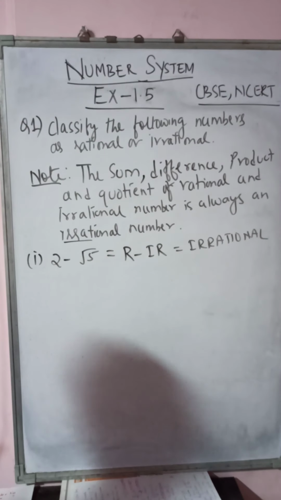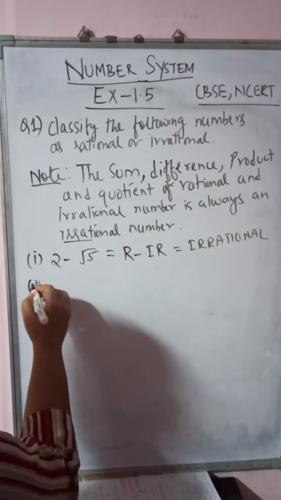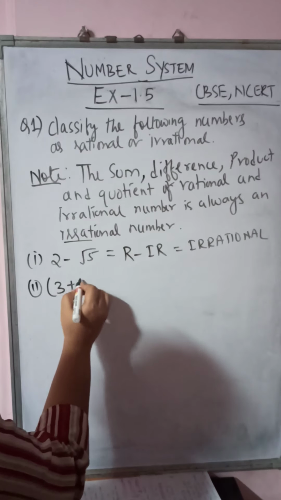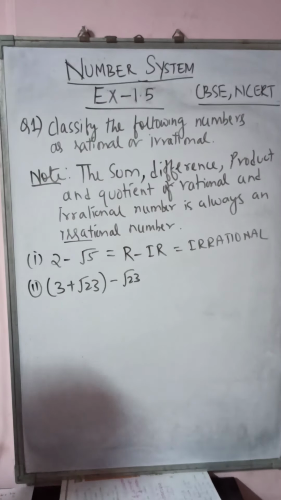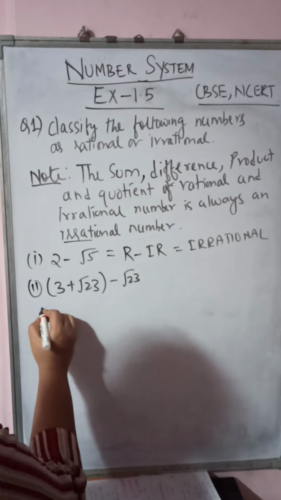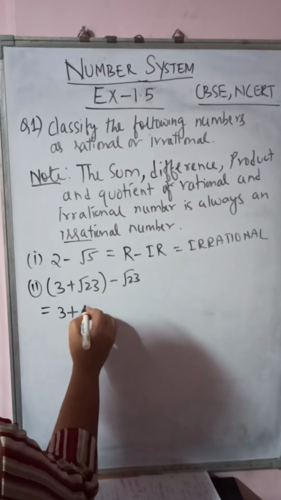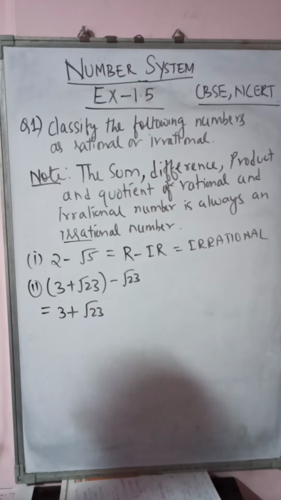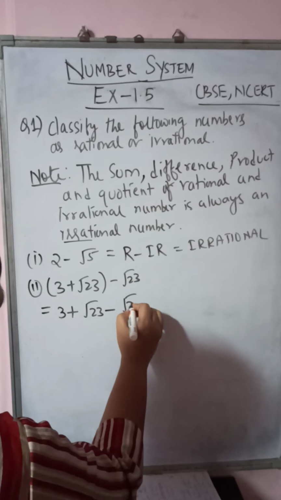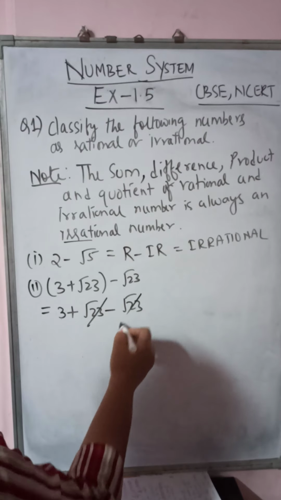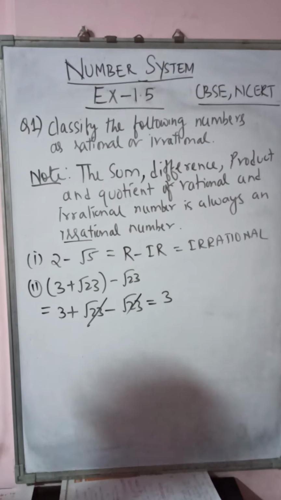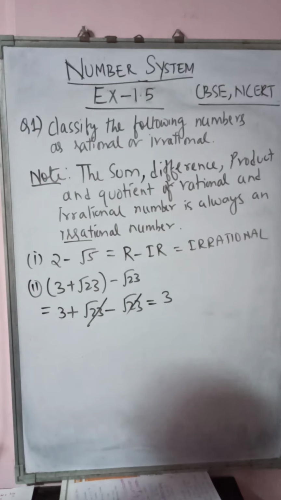Now the second part is 3 plus root 23 minus root 23. This question we have to solve and then check what we are getting. So 3 plus root 23, open the bracket, minus root 23. The numbers are the same but with opposite sign, so it gets cancelled and you are left with 3.